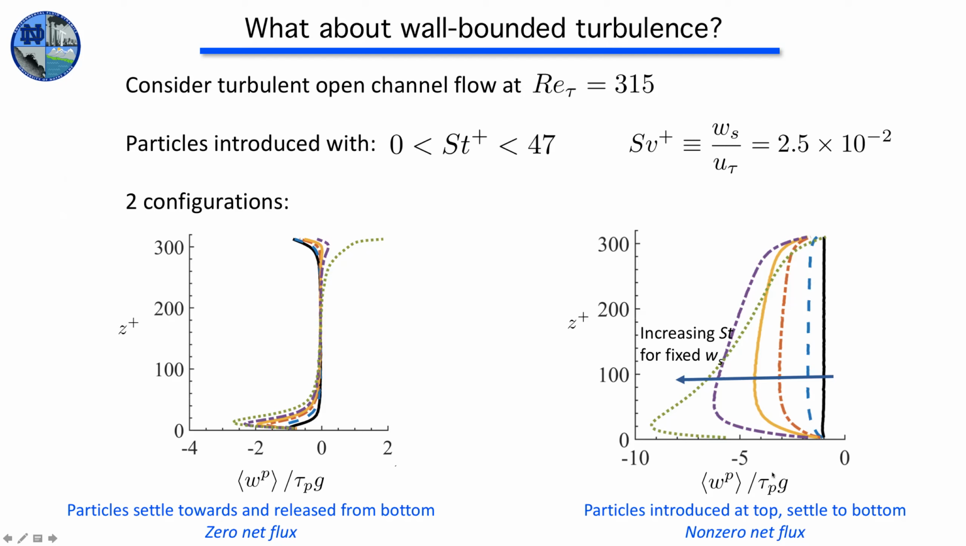And so, that's what we've normalized these by. And so, we're seeing velocities up to 10 times the Stokes velocity for the largest Stokes number.